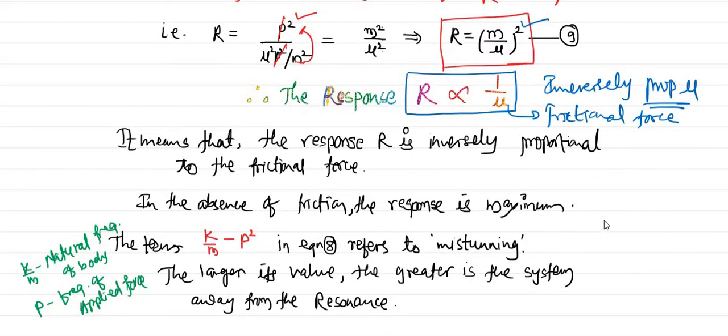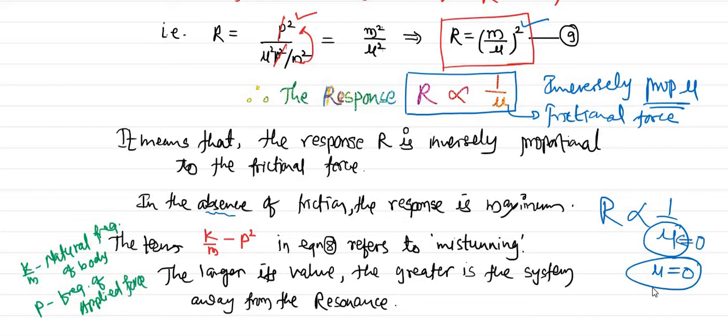Now, since we got R proportional to 1 by mu, let us take what we are saying in this statement. If there is no friction, meaning absence of friction, then mu is equal to 0. Let us consider mu is equal to 0. Now if mu is substituted as 0, then 1 by 0 will be infinity. That means R is tending to infinity. R will tend to infinity.